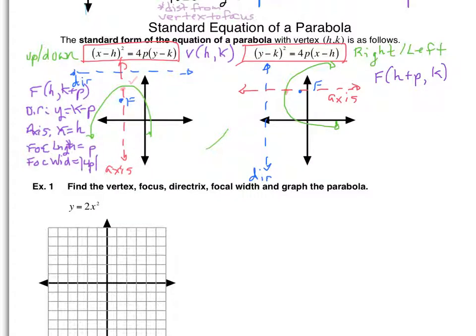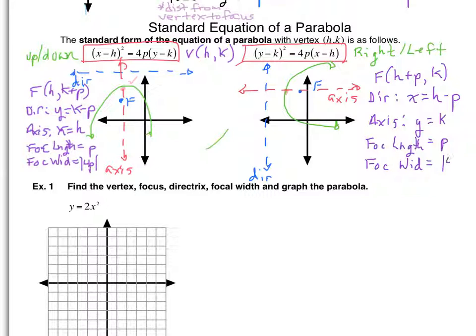Your directrix is going through the x-axis this time, so it's x equals h minus p. Your axis is going through the y-axis this time, so it's y equals k. And then your focal length is still equal to p, and your focal width is still equal to the absolute value of 4p.